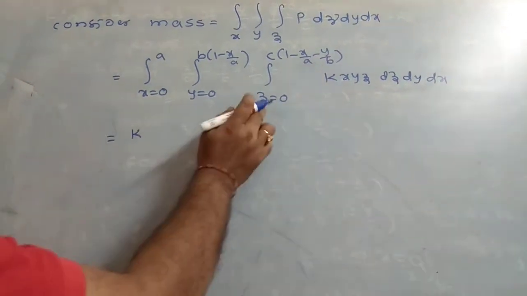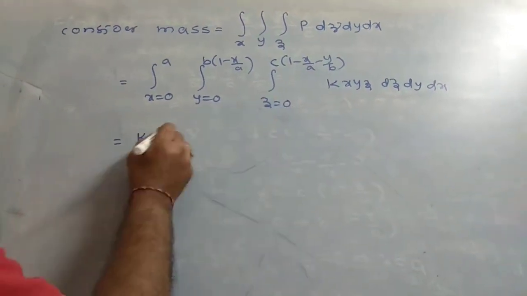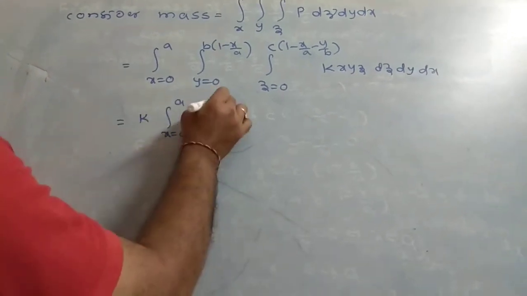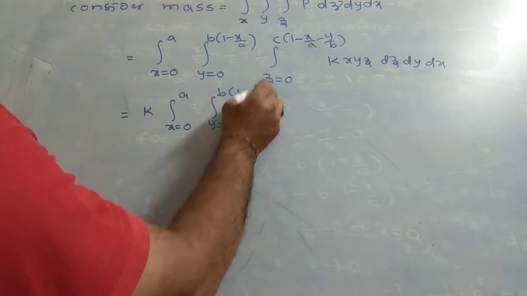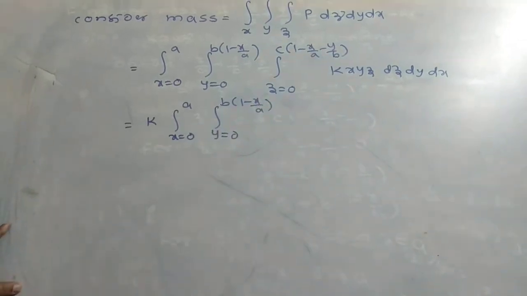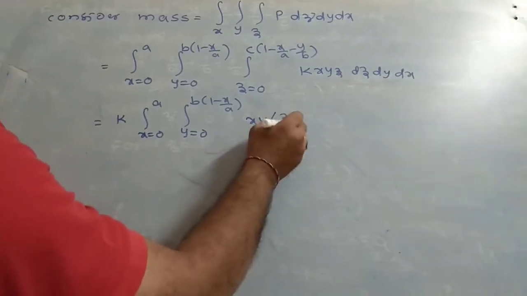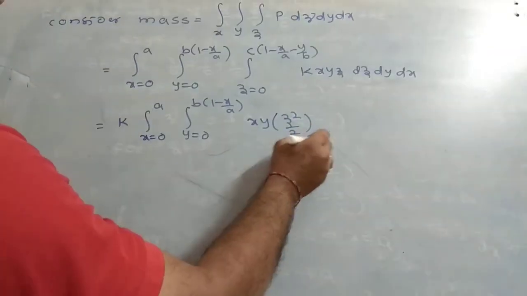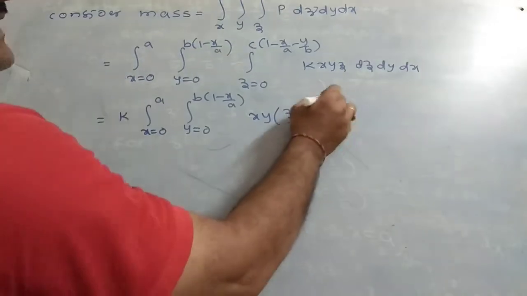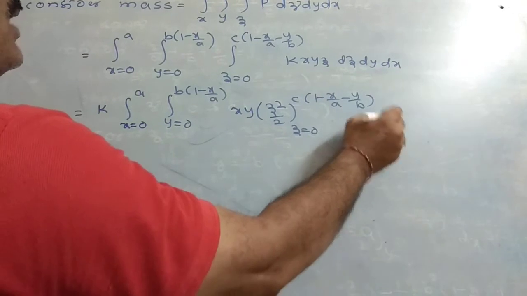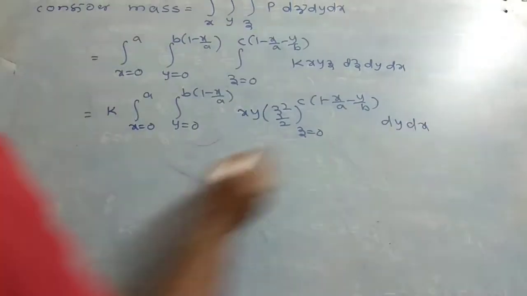Now we do the first integration with respect to z. So x from 0 to a, y from 0 to b into 1 minus x by a. Now the integral of z: in xyz, xy is constant, so it is only z square by 2. The z limits are 0 to c into 1 minus x by a minus y by b. Still we have dy and dx.